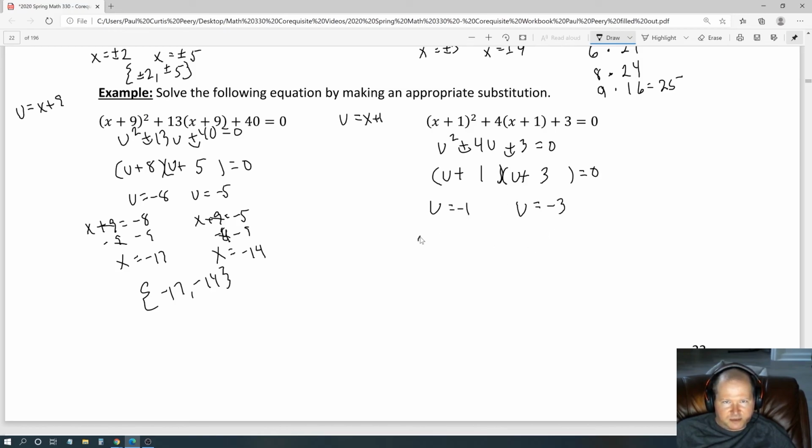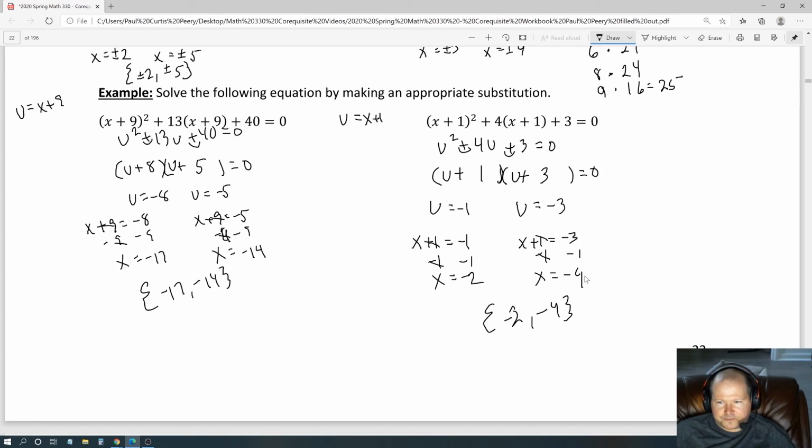And then we have to do substitution again. X plus 1 equals negative 1. X plus 1 equals negative 3. Minus 1, cancel, cancel. X is equal to negative 2. Minus 1, cancel, cancel. X is equal to negative 4. Do we say negative 2? And we say negative 4. And that's it.